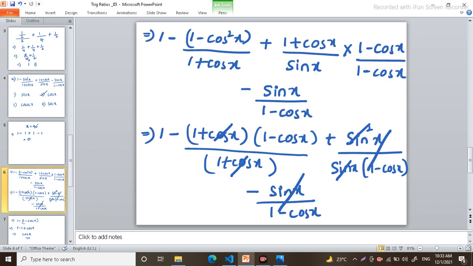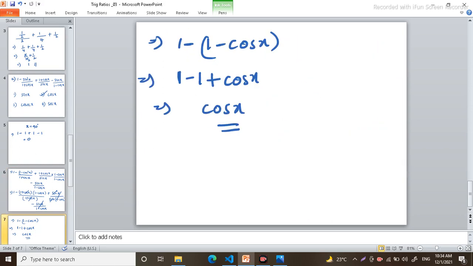These two get cancelled. Here it is plus and here it is minus. Here 1 plus cos x and 1 plus cos x get cancelled. Remaining part is 1 minus 1 into 1 minus cos x. 1 minus of 1 minus, minus into minus plus cos x. So this will become 0. The remaining value is cos x. So the answer is cos x.